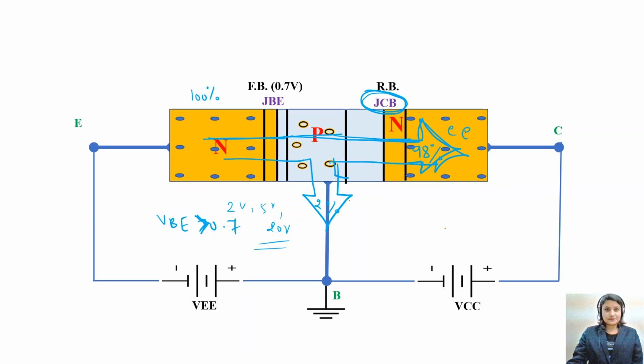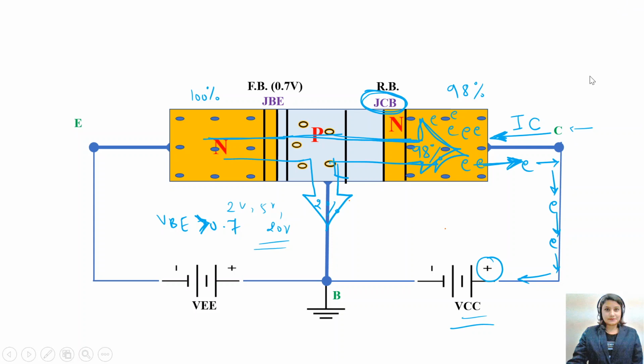Now the terminal which collects the majority charge carriers is called the collector. So 98% of electrons will gather at the collector. As soon as they gather at the collector terminal, which is connected with the positive of VCC, these electrons continue to move away from the collector terminal and reach the positive terminal of VCC. And this constitutes your collector current, opposite to the flow of electrons. So I say collector current is coming inside because electrons are moving outside.